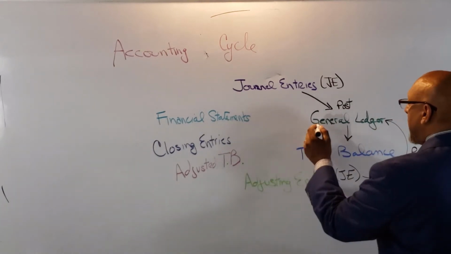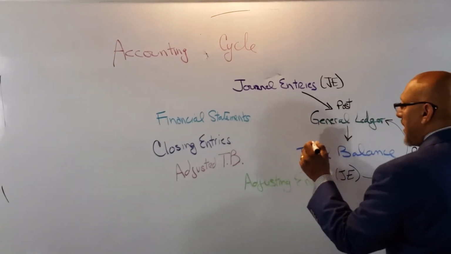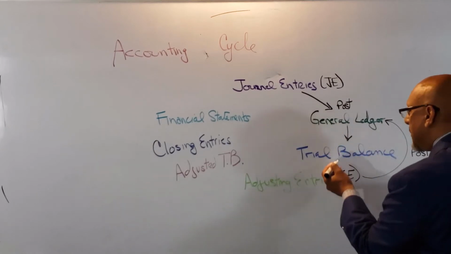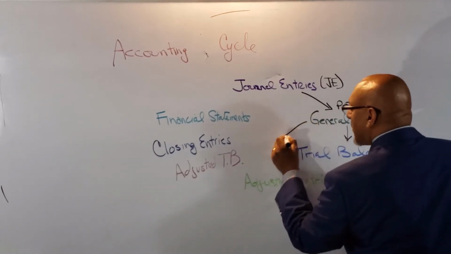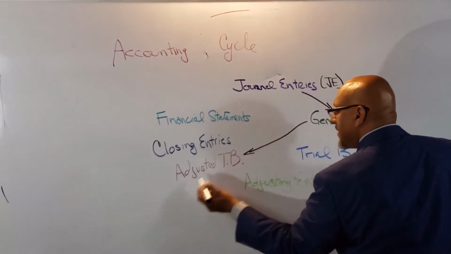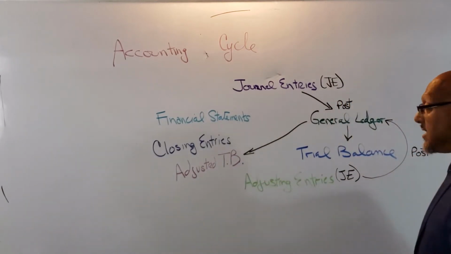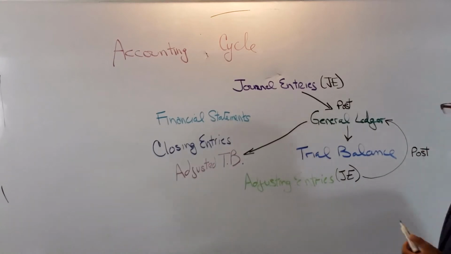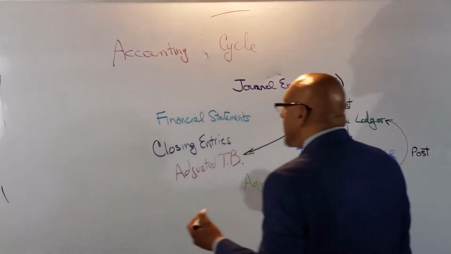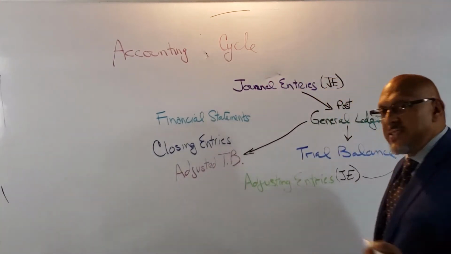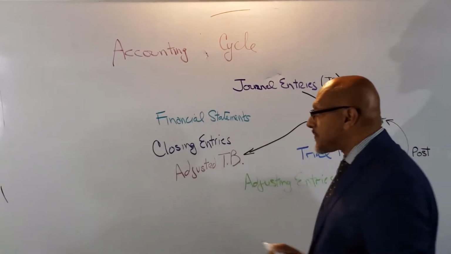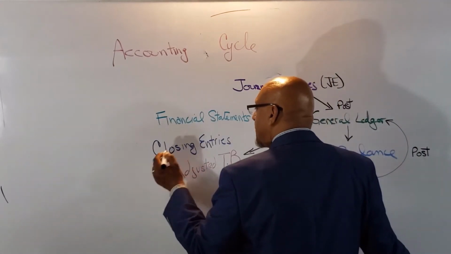And then the general ledger here, we make another trial balance. But we don't go here, we're going to what's called an adjusted trial balance. That adjusted trial balance includes these adjusting transactions, these adjusting entries, these journal entries we do for adjusting. After we do these adjusting entries at the end of the month, we do what's called closing entries.